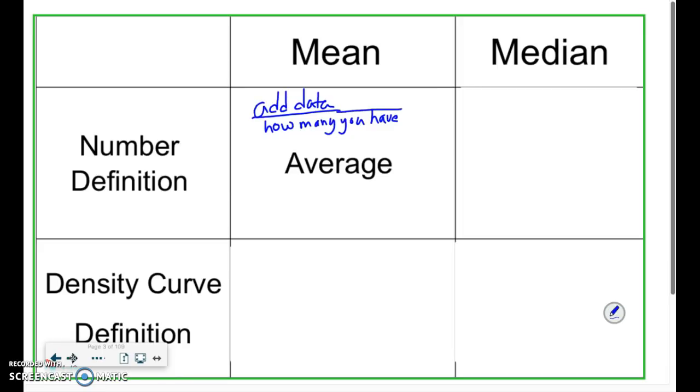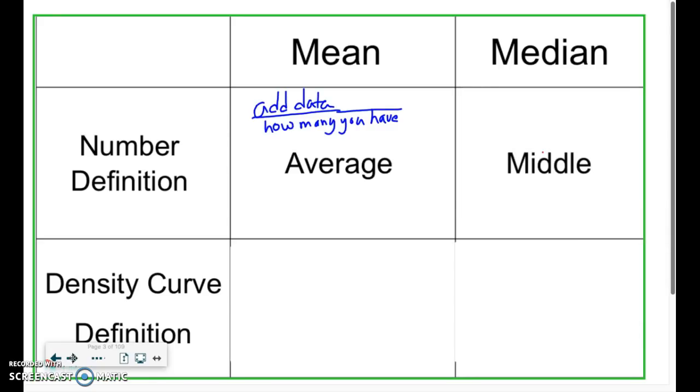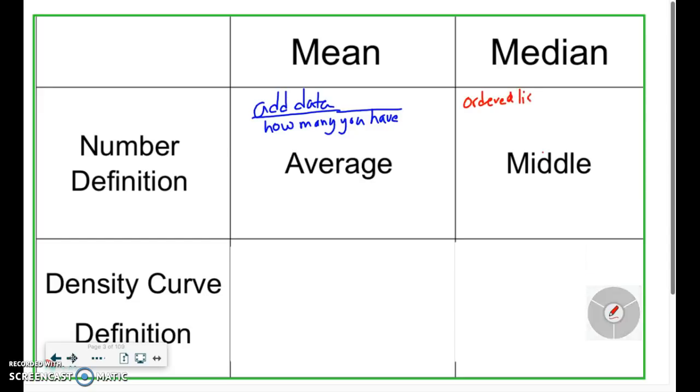All right, what is the median? Well, a median is also a measure of center, and the median is the middle. So remember, how do we find median? Ordered list, usually from small to big, and find the middle, or split it in half.